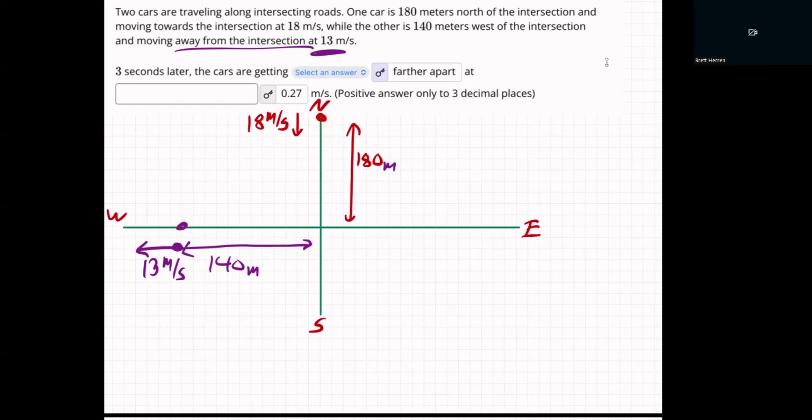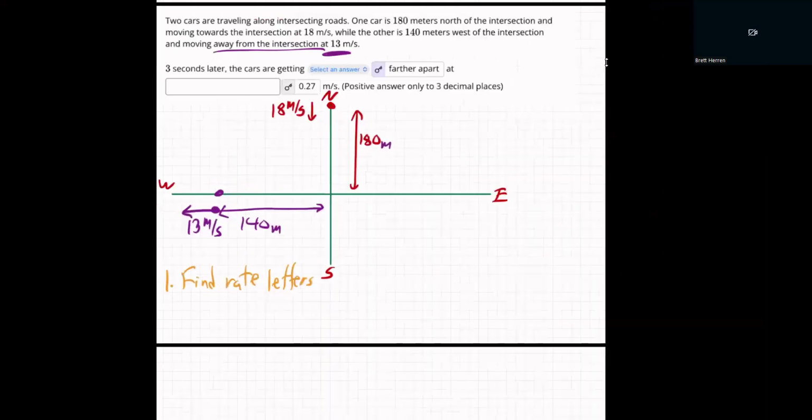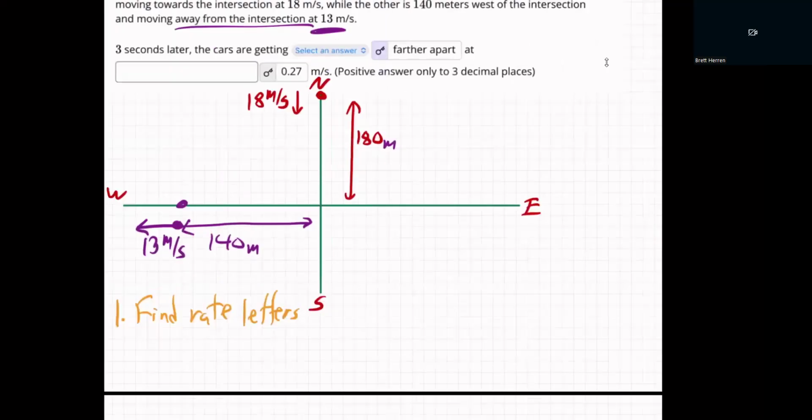So that's our deal. All right, let's go through it. What's step number one? Find your rate letters. So you got to identify all the rate letters. Okay. Well, we're going to need to make up some variables. So basically, this car here is going to go for a while, and let's just stop it right there. And this car is going to go for a while, and let's just stop it right there.